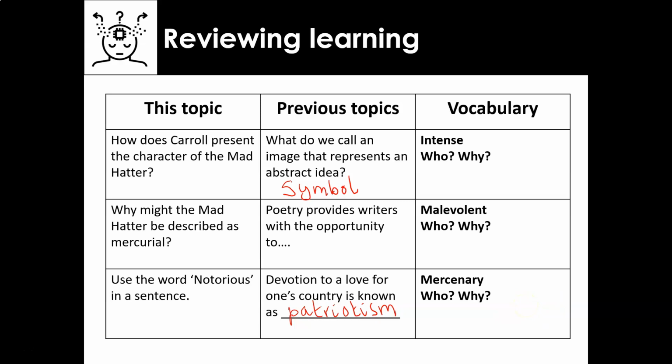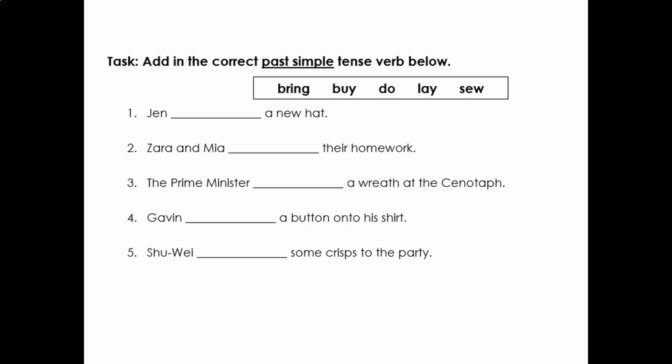Okay, I'm glad we spent a bit of time recapping. Now let's have a look at some of our mastery writing practice. So the first task for you to do today is to write these sentences out in full. I would then like you to write in the correct verb, making sure that we change it into the past simple tense. Let's look at the first one together.